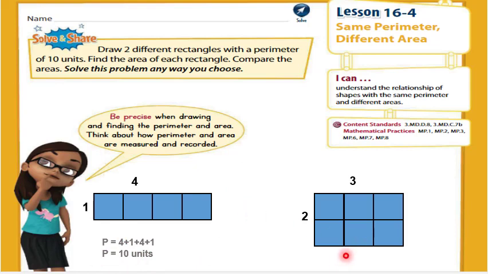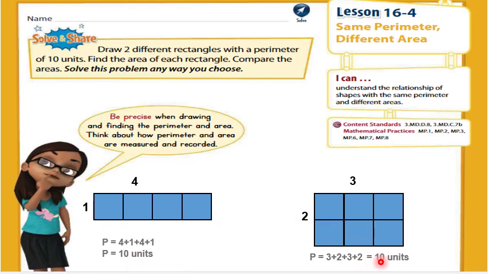Now let's find out the perimeter of the second shape. Quickly tell me, what is the equation? Excellent. 3 plus 2 plus 3 plus 2. Now quickly tell me the sum. Very good. It's 10 units. Now you can see the perimeter of the two shapes is the same, 10 units and 10 units.